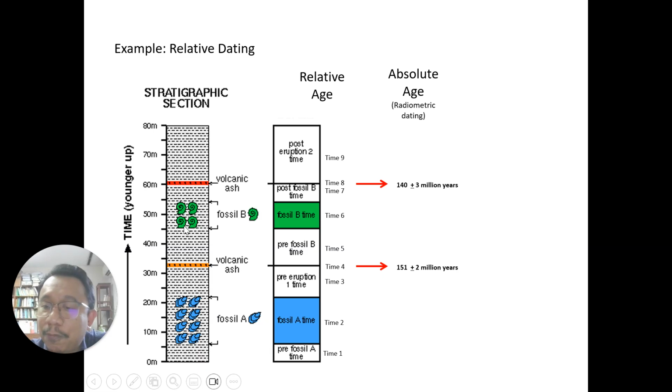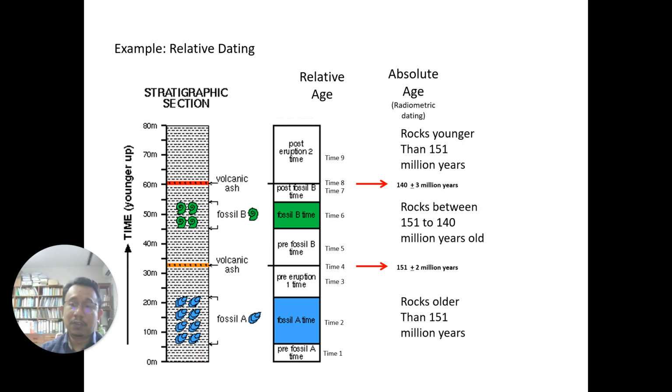But in this case, we are fortunate that we have two layers of volcanic ash which have been deposited after a volcanic eruption. And we do radiometric dating there, and we get ages. So we know this volcanic ash is 151 million years old, and this ash here is 140 million years old. Now we have a more intellectually satisfying story to tell.